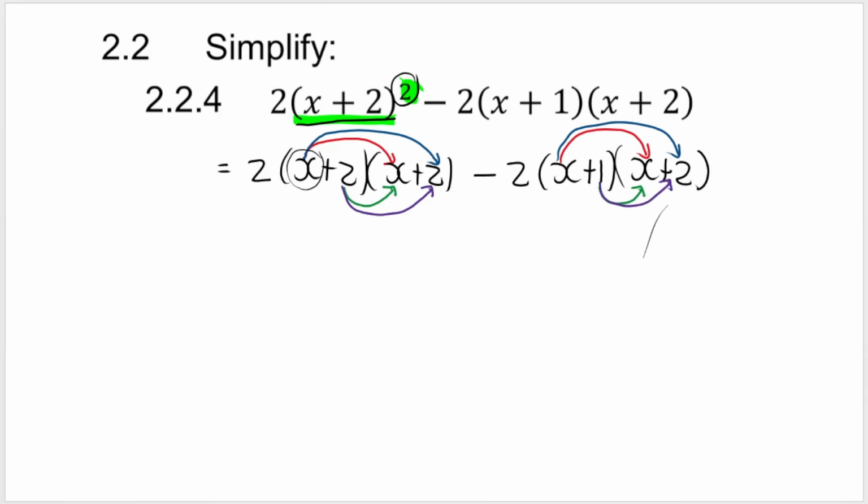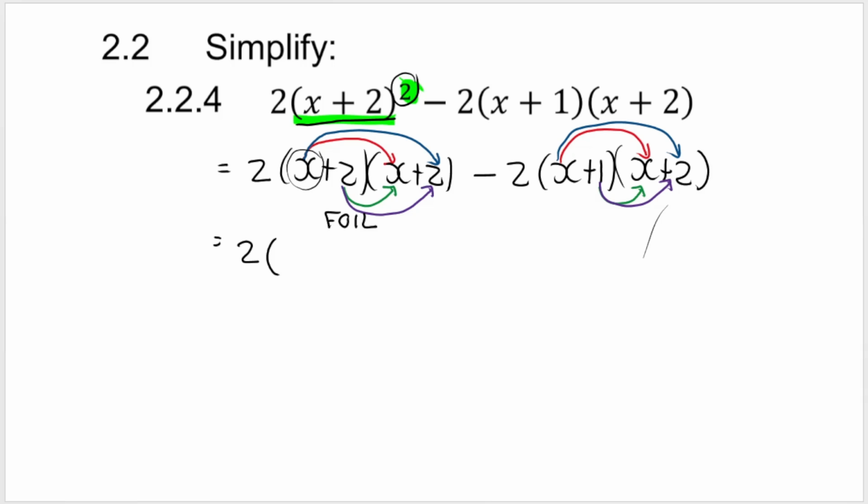So what I want you to do first is carry down this 2. We're not multiplying it in yet. We're first going to do the method called FOIL. Then you open a bracket, and my answer to FOIL is going to go in that bracket. So let's do it again together.